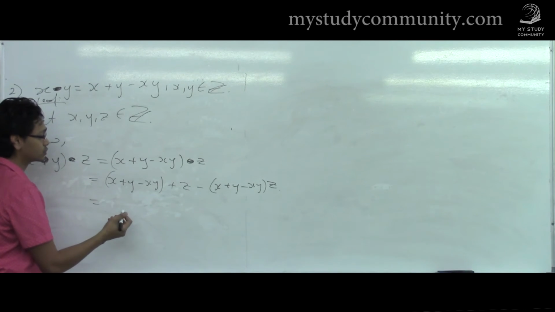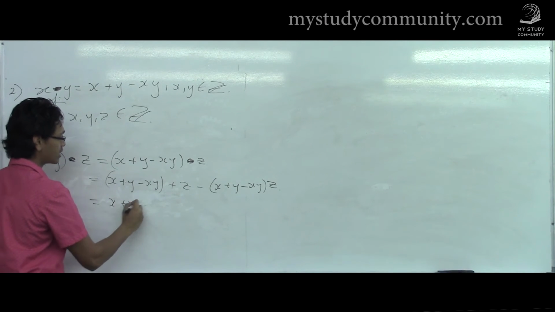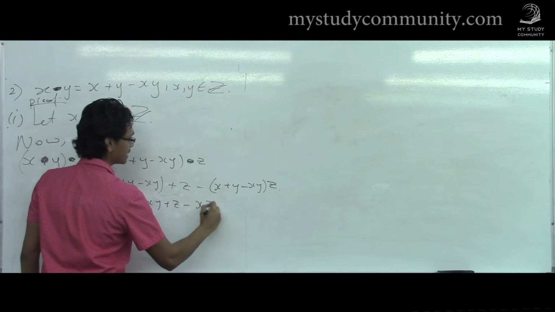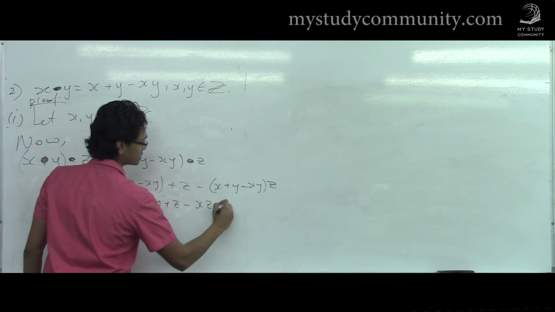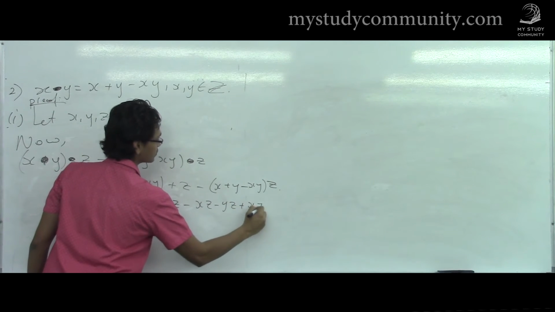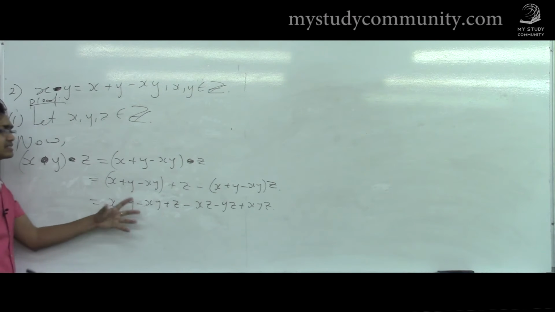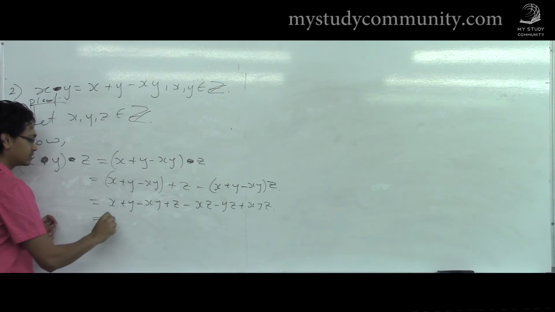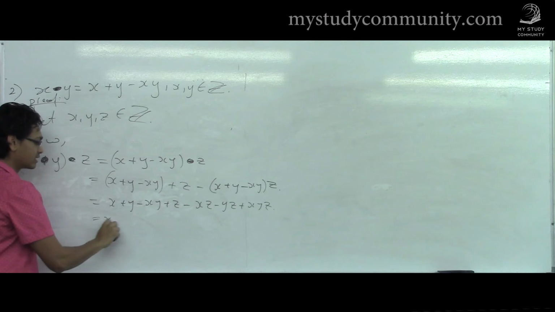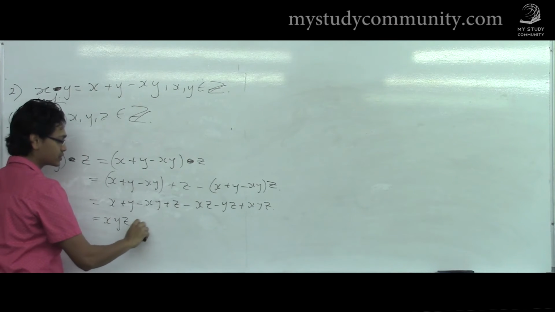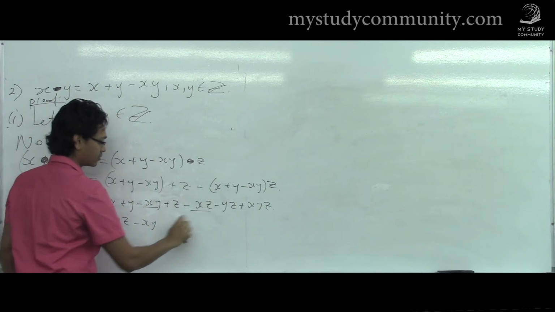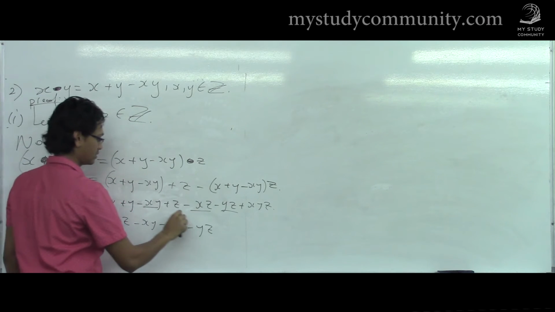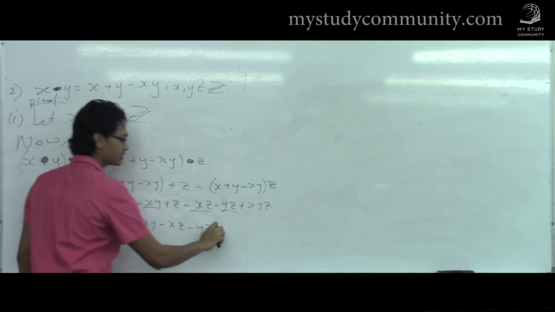So this simplifies to x plus y minus xy plus z minus xz minus yz plus xyz. And then I write this in some sort of order so it is easy to identify. So I write the terms with 3 first. So this gives xyz, and then I'll write the terms with 2, minus xy, minus xz, minus yz, and then I have the single terms, plus x plus y plus z.